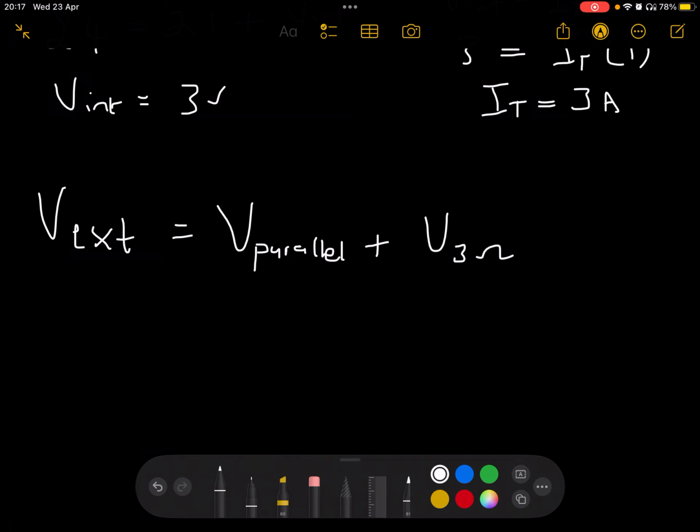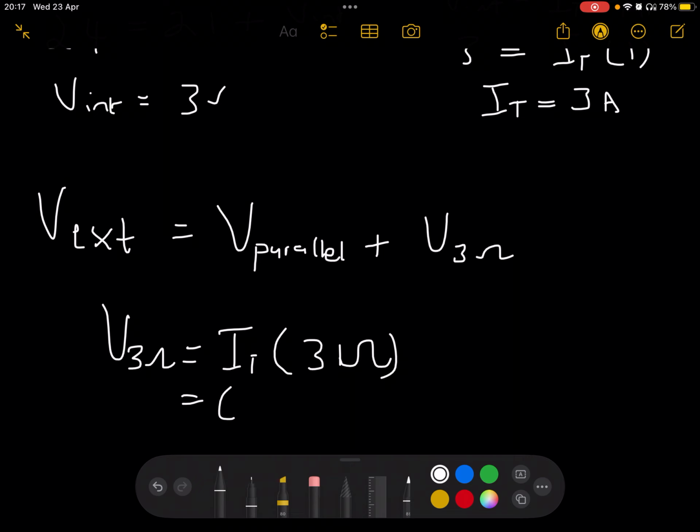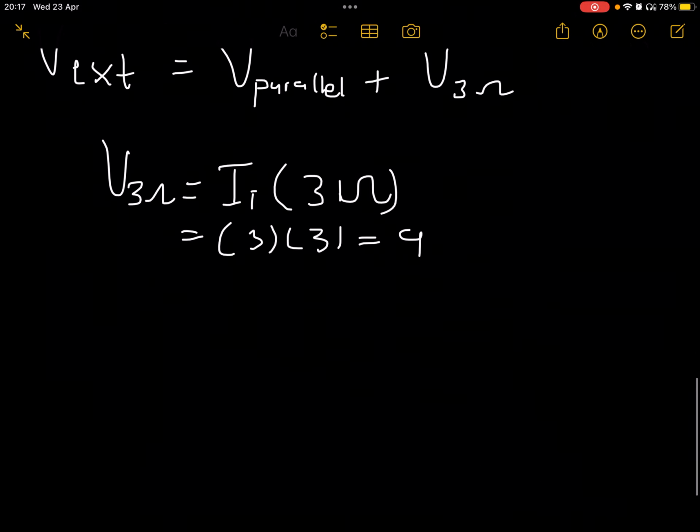With that formula, we can simply calculate V of the 3 ohm by saying this is I total times 3 ohm. And we know I total is what? It's 3. I multiply by 3 and we get 9. We know V external as well. V external we are given as 21.